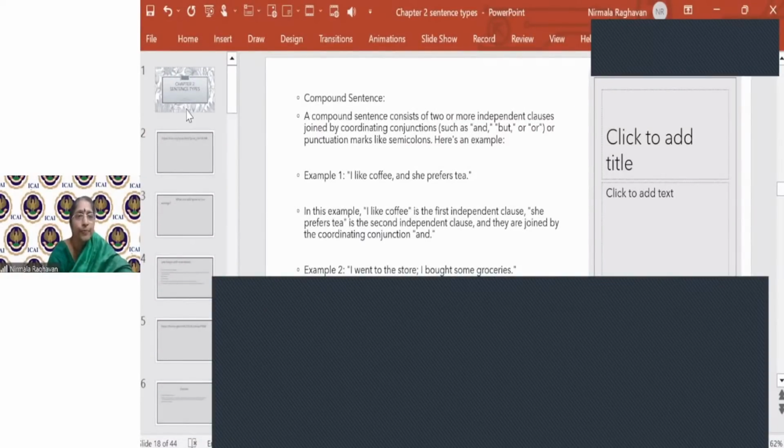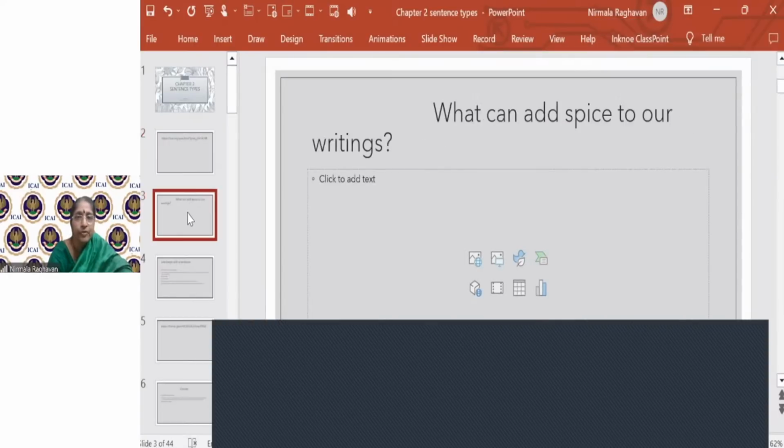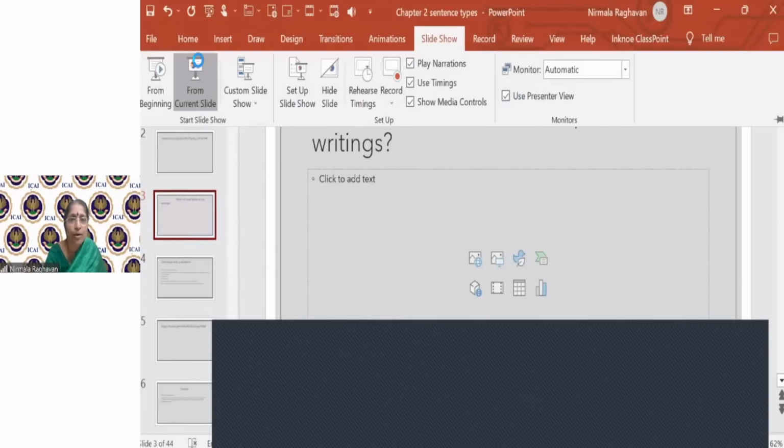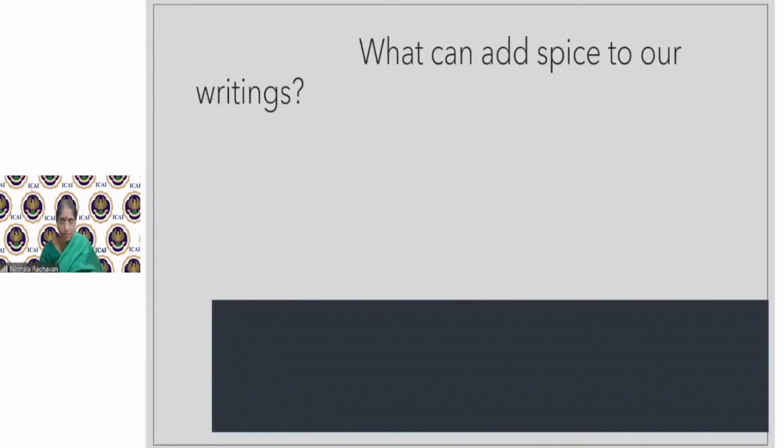Yeah, chapter 2, sentence types. What can add spice to our writings? All of us write. We write for the exams, we write letters to friends, known people, familiar people. We write a lot, we speak a lot. So before I go on to this chapter, let me put it on slideshow. Yeah, so we start off with chapter 2, sentence type.